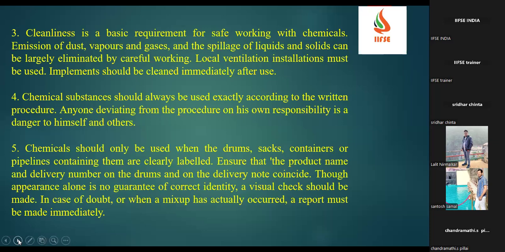So how are you identifying the chemical? Sometimes by seeing a thinner liquid, it looks like water in appearance, but it is not water. We should not conclude the chemical by seeing its appearance. The chemical should be handled only in proper drums, sacks and containers, or a pipeline containing them, that are clearly labeled. So unless the chemical is labeled, what will happen? We can't understand the real requirements or hazards of that chemical.